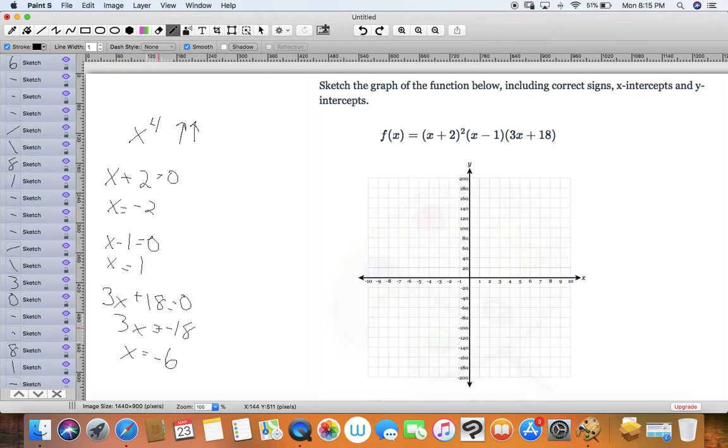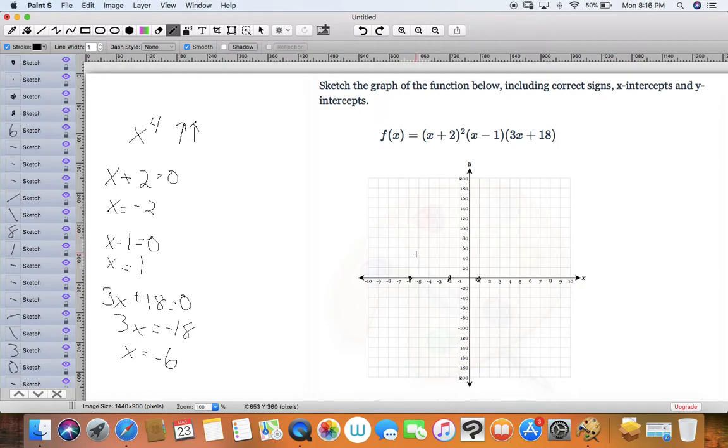So then we want to put these 3 points on our graph. Again, these are x values. So we have negative 2, positive 1, and negative 6. All right, so now, sketch the graph, including the correct signs, x-intercepts and y-intercepts.